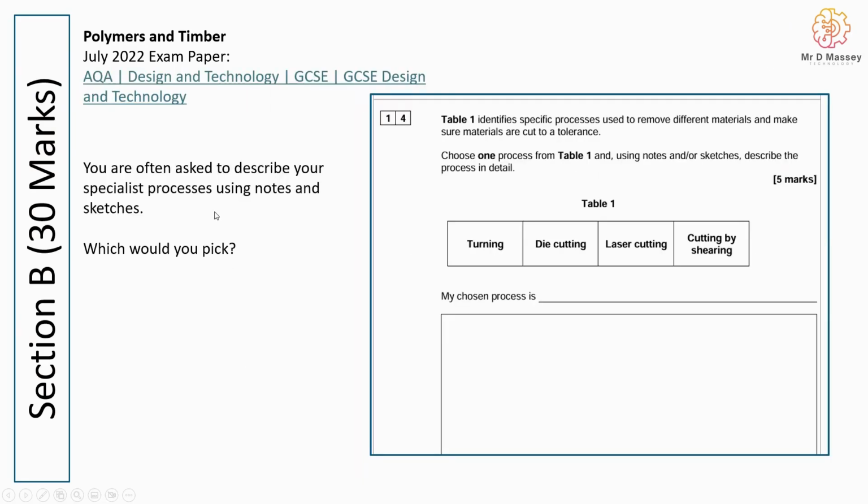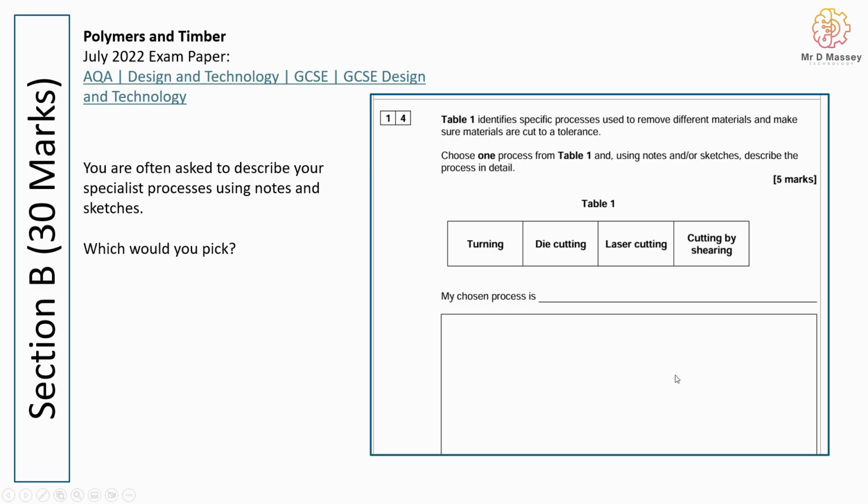The 2022 exam paper had one of these questions on it, which I quite like. They're popular, they come up quite often. These ask you to use notes and or diagrams to describe a process in detail. So you need to choose one of these processes out of these 4 here, and start to explain it using notes and diagrams in the space below. For us, we'd either choose turning or laser cutting. In terms of turning, it'd be wood turning. In laser cutting, it would be laser cutting wood or acrylic. The wood that we would choose would be MDF or plywood.